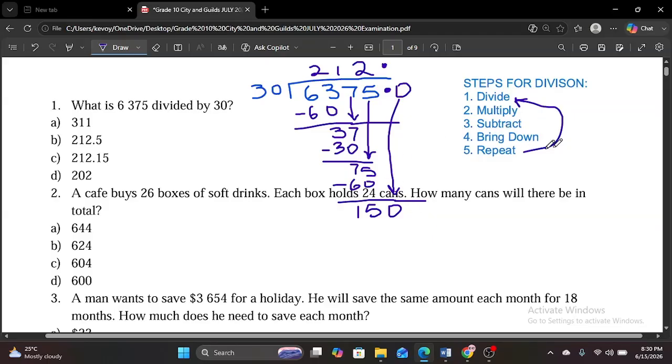All right, so after we bring down, we repeat. So we're going back to divide again. How many times can 30 go into 150? That's going to be 5 times, because after we divide, we multiply. So 5 times 30 is 150. So we multiply, we subtract, and we're left with nothing. All right, so therefore your answer is going to be 212.5. That's going to be B. So that's your answer right there.